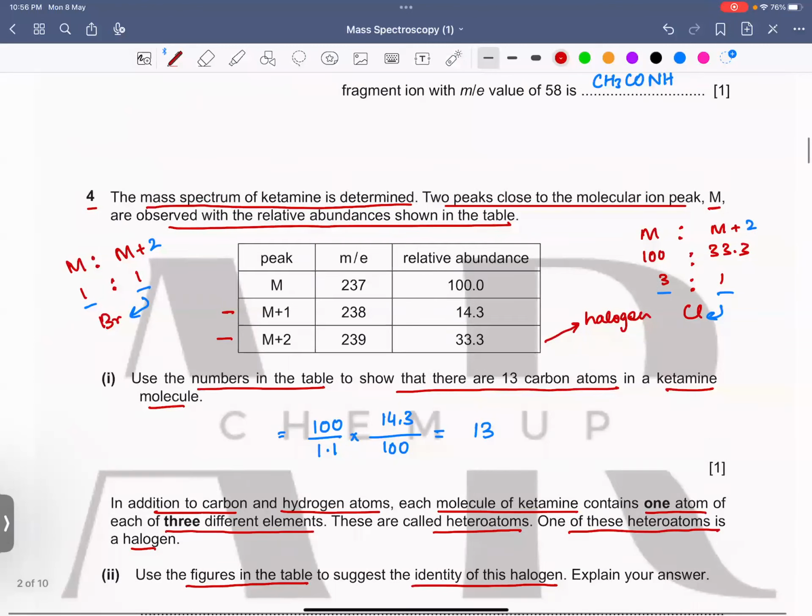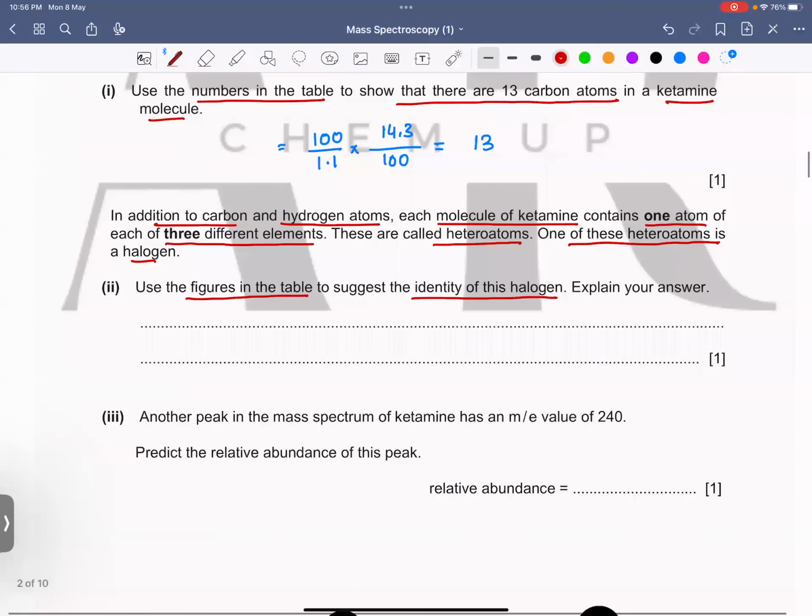So we can just show our working that the m+2 peaks ratio is actually 100:33.3, which would be equal to 3:1. Hence, the halogen is chlorine. Is this clear?